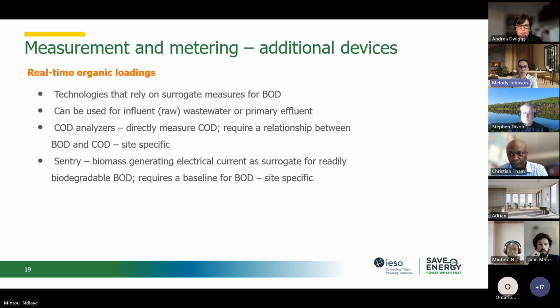Another option that is being used that is actually quite interesting is the Sentry system. It uses biomass as a sensor. The biomass generates an electrical current as it consumes contaminants in the wastewater, and it gives a good representation of highly biodegradable contaminants coming in. And again, you need to develop a site-specific baseline for each facility, but it can give you a heads up that you might need to increase your air or that you can decrease it depending on the influent characteristics at any given time.